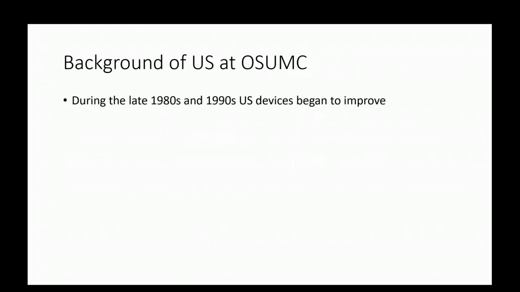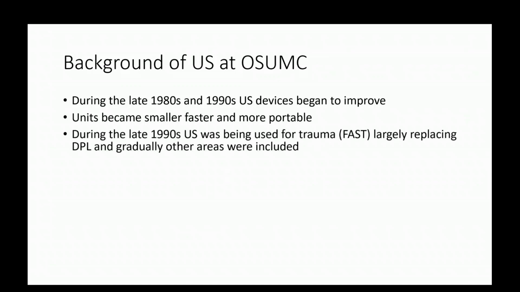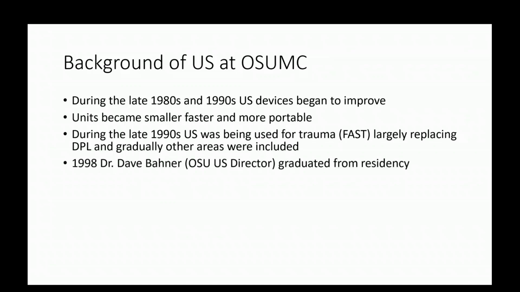So our ultrasound here at OSU, we started in the 80s and 90s. This is not at OSU, but devices began to improve. We all know this history, I think, to some extent. Units became smaller, faster, more portable. During the late 90s, we started using this, and it started to be published about using it for FAST scans and kind of largely replaced DPLs to some extent.